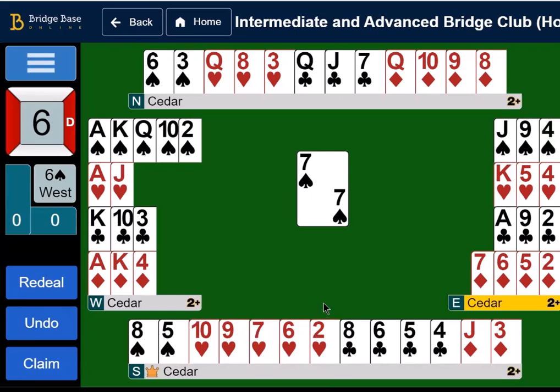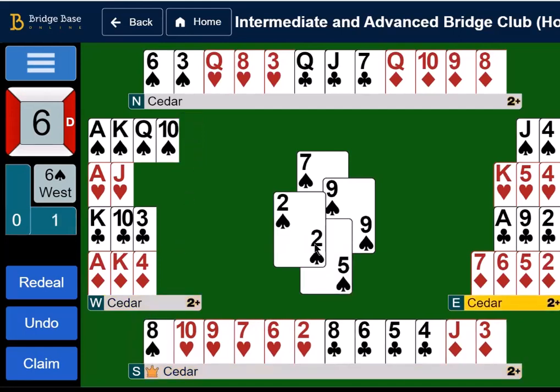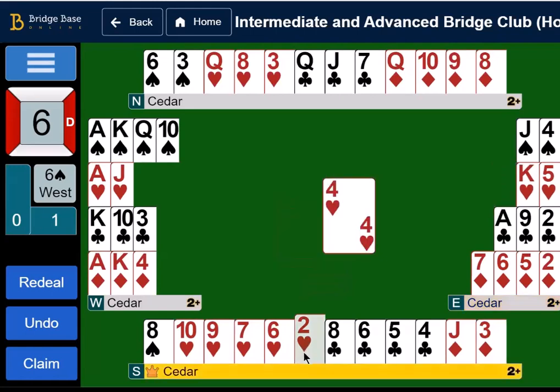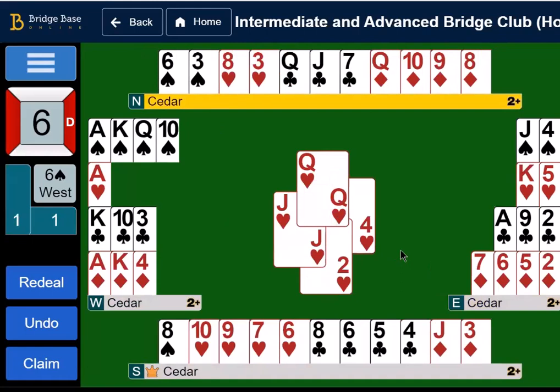Do I want to draw trumps? No, I don't have many entries in dummy. I probably would try and win this. I'm guessing a bit here. I normally put notes about winning in dummy and taking the finesse straight away or something, but I'm not expecting any ruffs. I would probably, at trick 2, take the heart finesse as my best chance of making the contract.